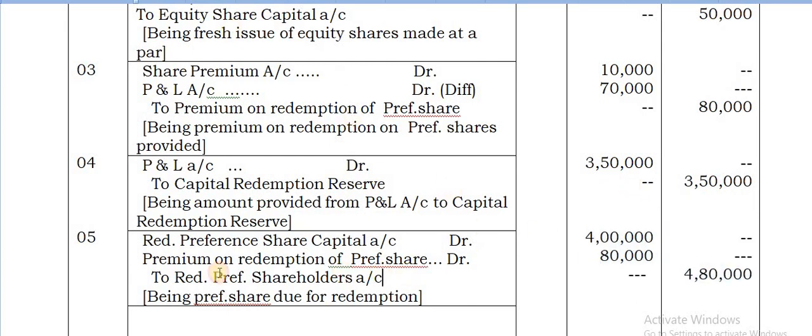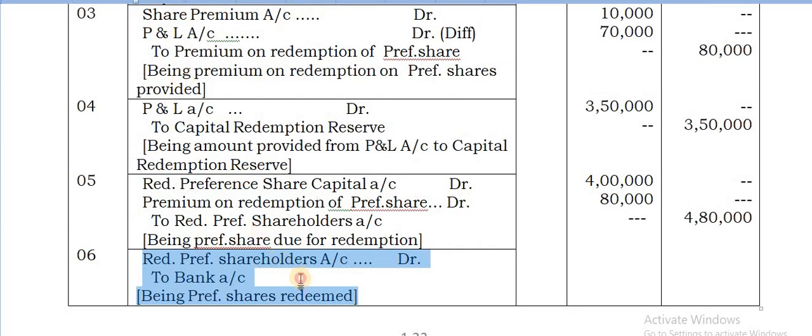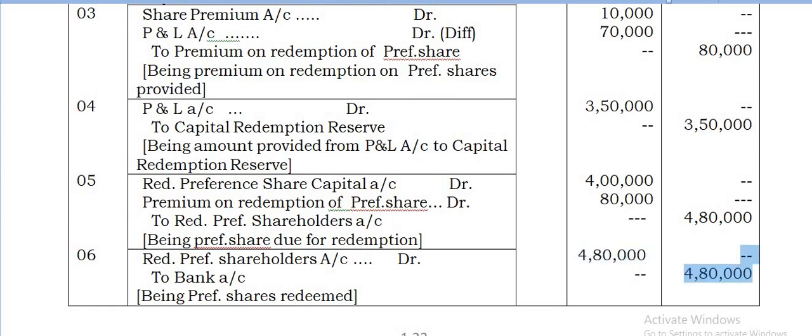The next is for actual premium and amount payable on redemption. So redeemable preference share capital account debit and premium on redemption of preference shares account debit, give a credit to redeemable preference shareholders account. So thereby you will be getting a total of 4,80,000 being payable to them. The last entry, redeemable preference shareholders account debit to bank account. So here we write 4,80,000.